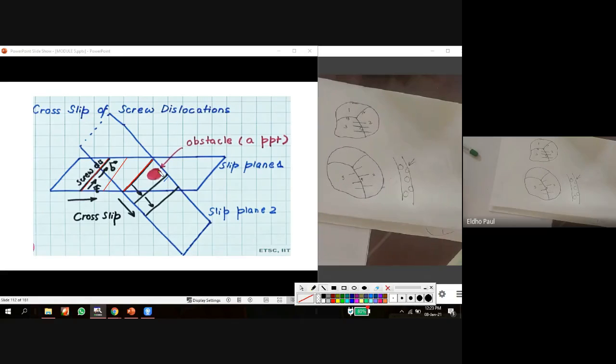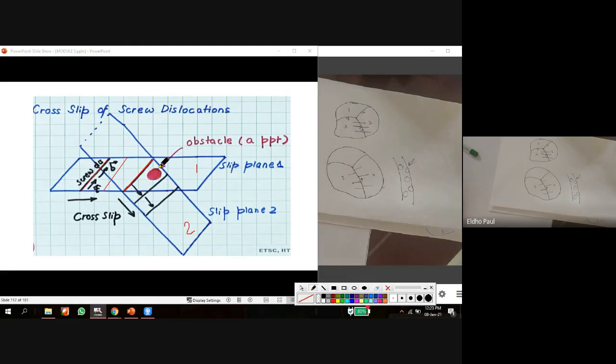So what happens? This is my slip plane one, and this is my slip plane two. The movement of the screw dislocation in this direction along slip plane one is restricted by this obstacle. So this dislocation cannot move further along slip plane one.